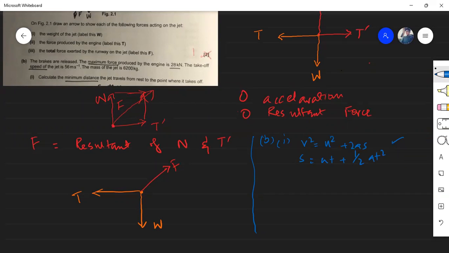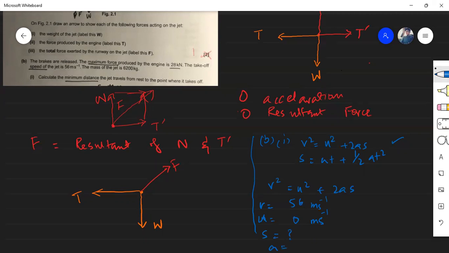Now let's see what we have here. V squared equals u squared plus 2as. V is already given: the speed needed by the jet to take off is 56 meters per second. The initial speed of the jet was 0 meters per second, given that the plane was stationary. S is what we are looking for.